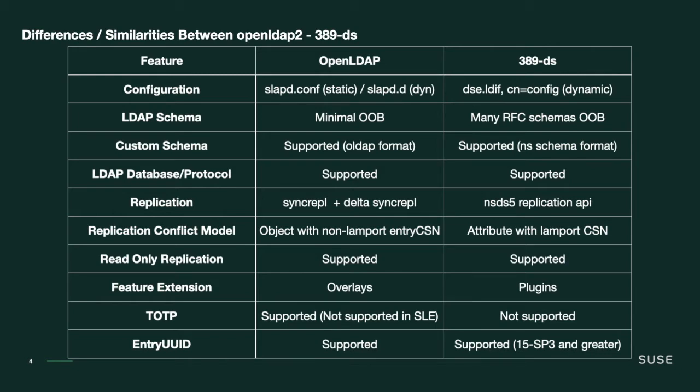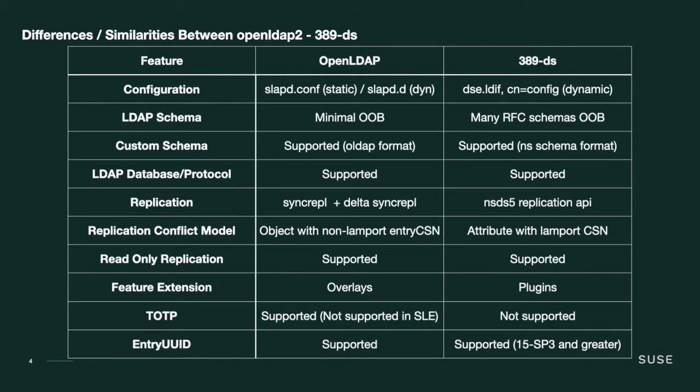389 Directory Server is a little bit different. We have a completely dynamic configuration, very similar to slap.d, which can run from the cn=config partition. However, when the server is offline, this is stored into a single LDIF file called dse.ldif, which you can edit and you can modify if required. So there are many ways that you can approach configuring 389, from file management to dynamic configuration.